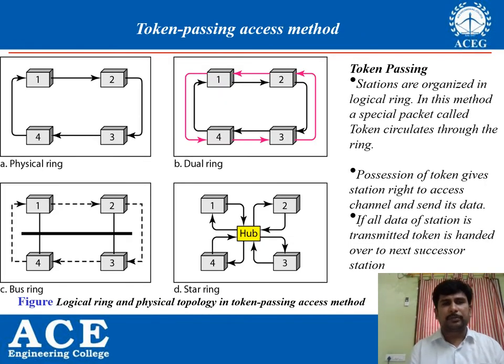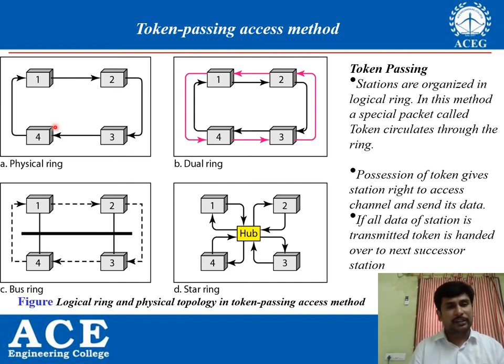The third and last control access method is called the token passing access method. In the token passing access method, the stations are organized in a logical ring. In this method, a special packet called a token circulates through the ring. So here all devices are arranged in the form of a ring, and a special packet called the token circulates among the devices. The possession of the token gives the station the right to access the channel and send its data.